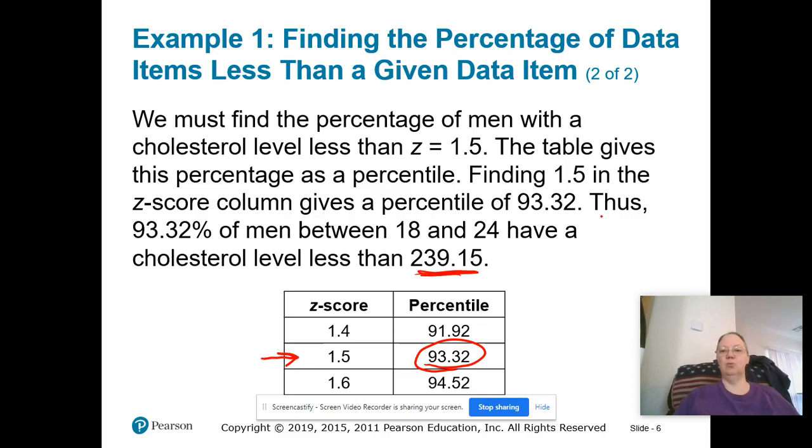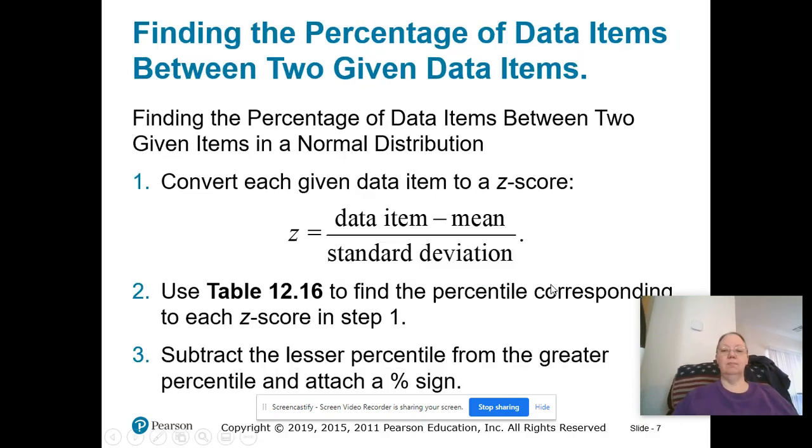So 93.32% of men in this age range have cholesterol less than 239.15, as they should, because that's a really high cholesterol. So we found percent below. We just look at the percentile and there we go.